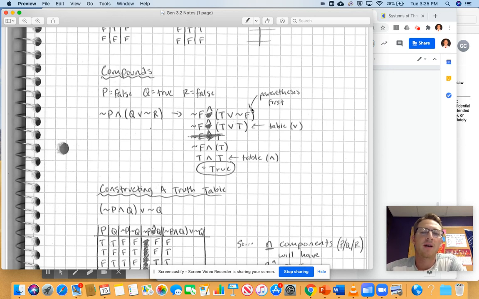We're going to look inside the parentheses first. So not false is just a funny way of saying true, right? So it has to be true or true.